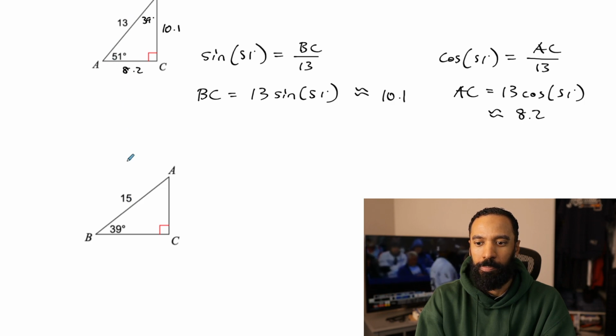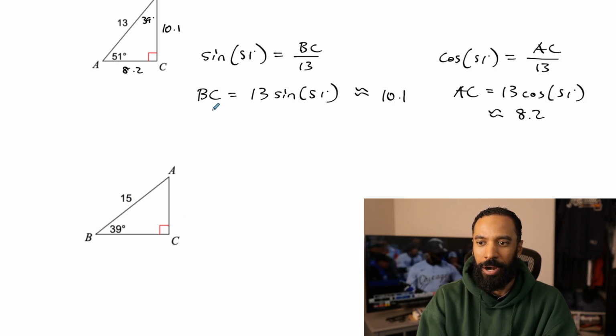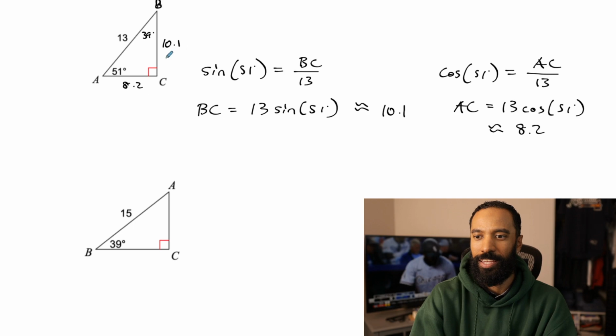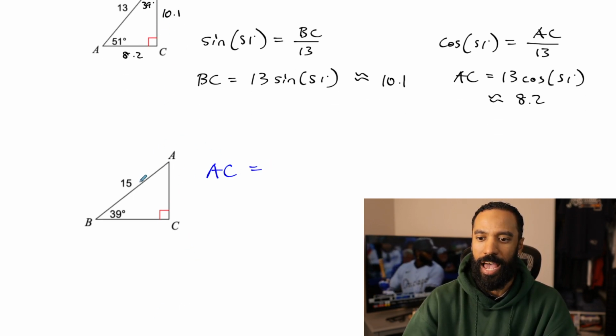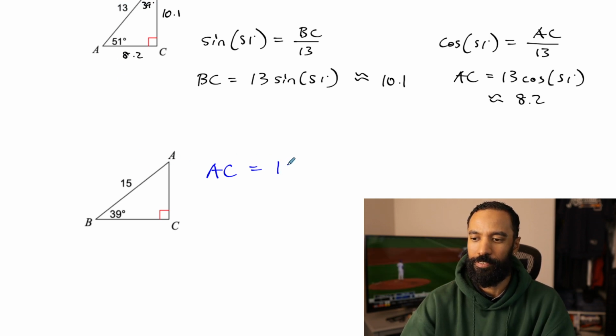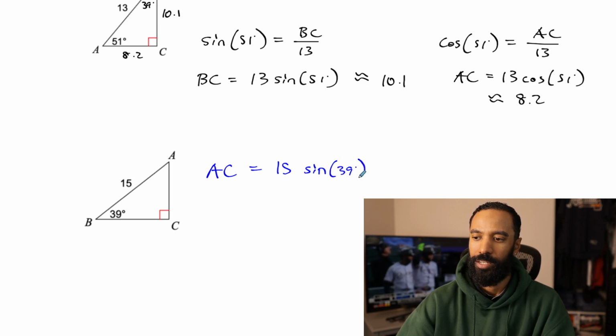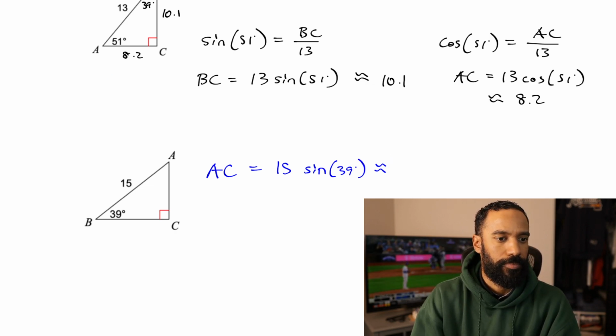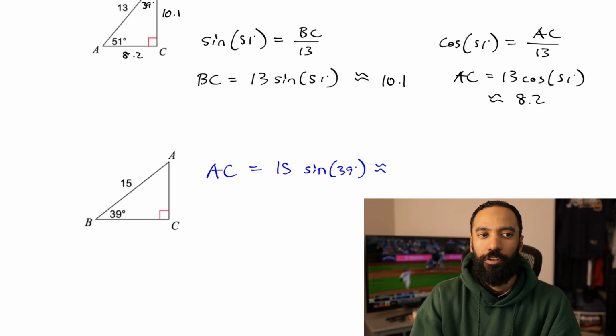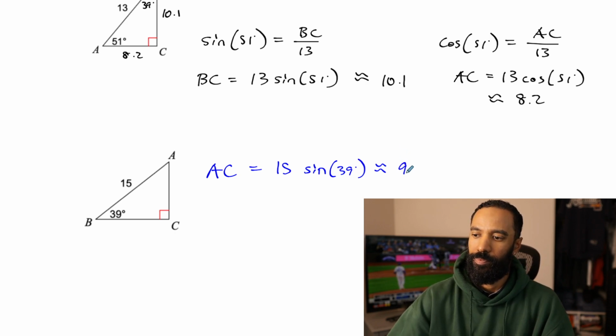Okay, so this one, same things. Angle, hypotenuse, boom, boom. Different letters here and there, but if I want to find, say, remember this BC? AC is going to be the same kind of thing. AC is going to be the hypotenuse, how this was 13, this is 15, times the sine of that angle we're talking about, 51, 39. And that's about 9.4. 9.4 for this guy.